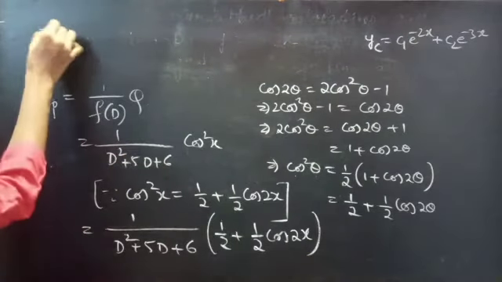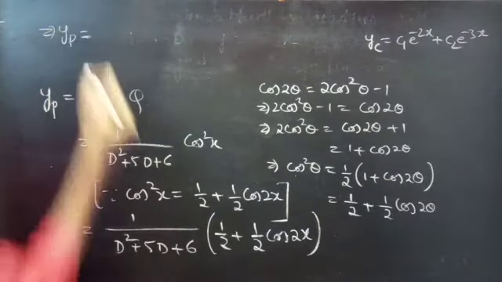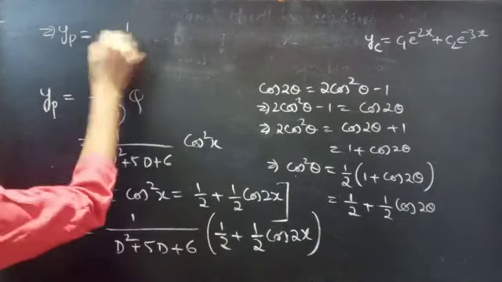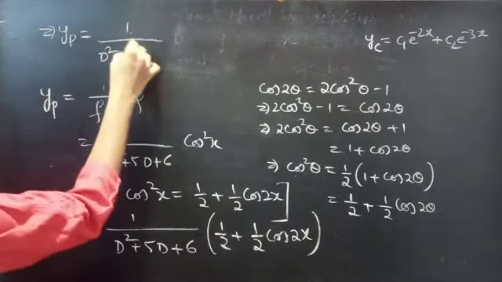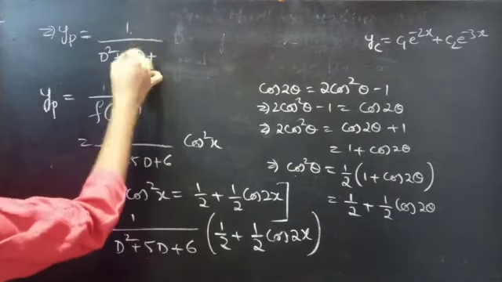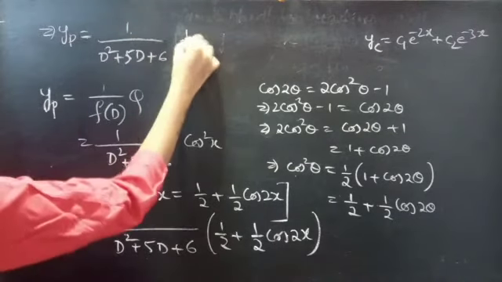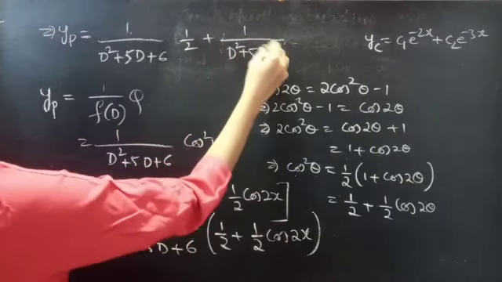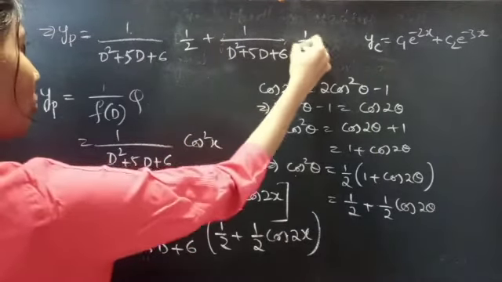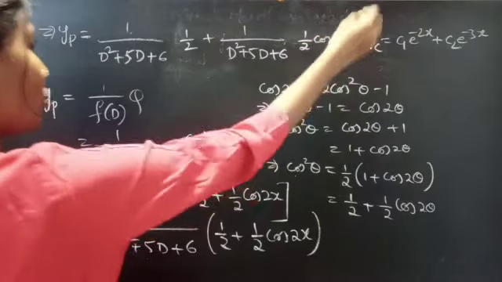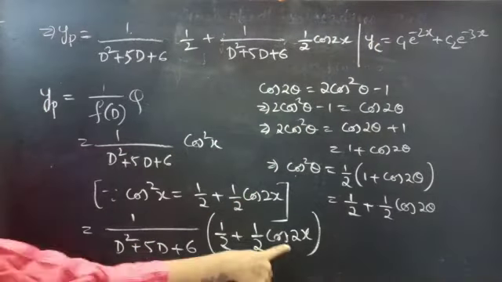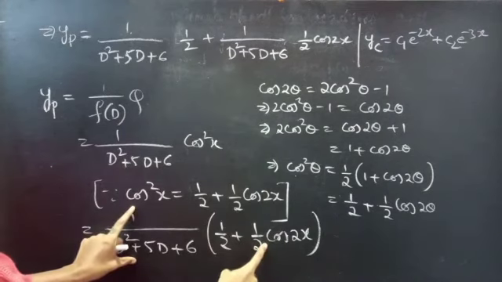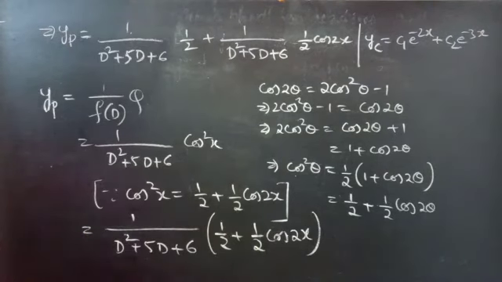Now yp becomes 1 by f of D into 1 by 2 plus 1 by f of D into 1 by 2 cos 2x, right? That is, 1 by f of D into 1 by 2 plus 1 by f of D into 1 by 2 into cos 2x.